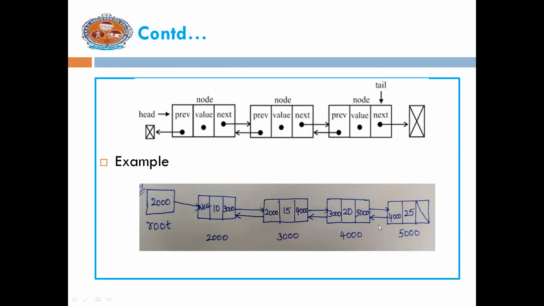it is having 4 nodes and the first node is having 3 parts and the first node's previous pointer is assigned as null. That means the first node's previous pointer will always be null, pointing to the root node, that is the base address. And the next part is holding the value 10 and the next pointer is holding the address of the next node, that is 3000.